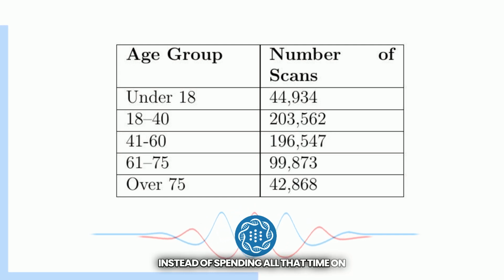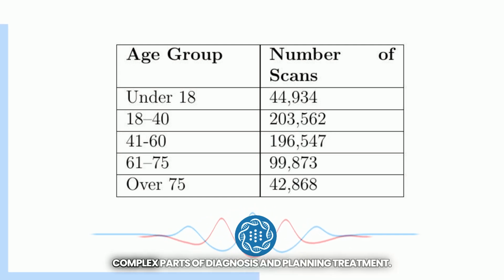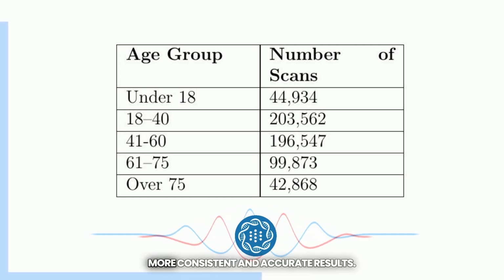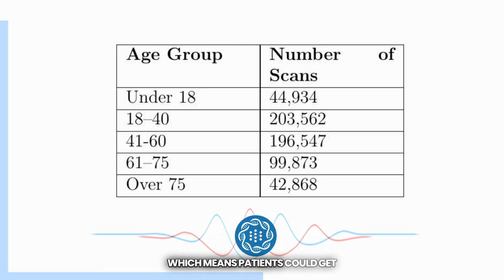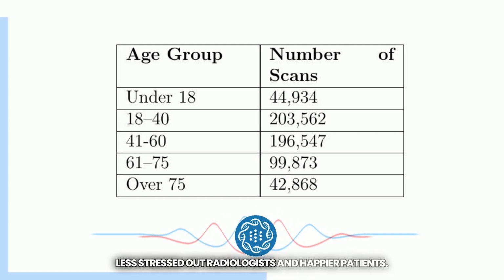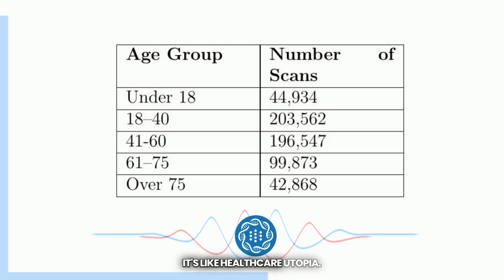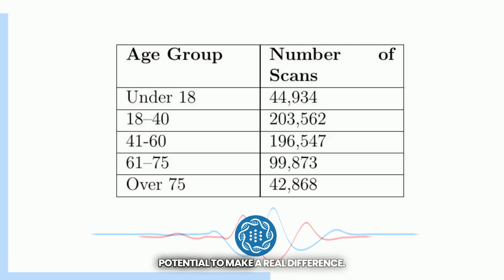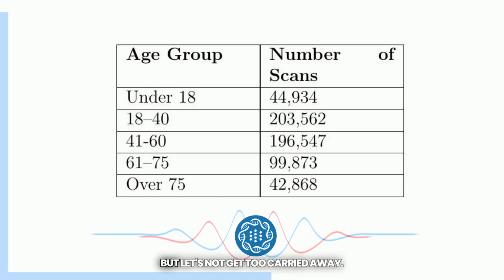Exactly. Instead of spending all that time on measurements, they can focus on the more complex parts of diagnosis and planning treatment. Plus, with this AI, you're getting more consistent and accurate results, which means patients could get diagnosed and treated faster. Okay, so faster diagnoses, more accurate results, less stressed out radiologists, and happier patients. It's like healthcare utopia. We can dream, right? But seriously, this AI has the potential to make a real difference. It really does. Yeah. But let's not get too carried away.